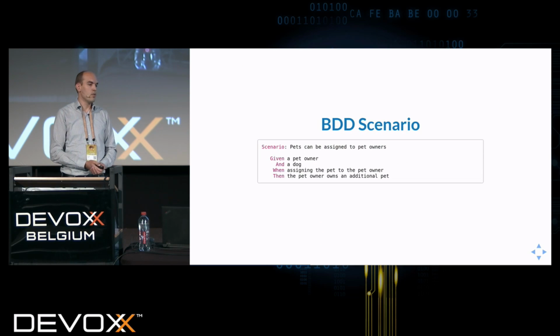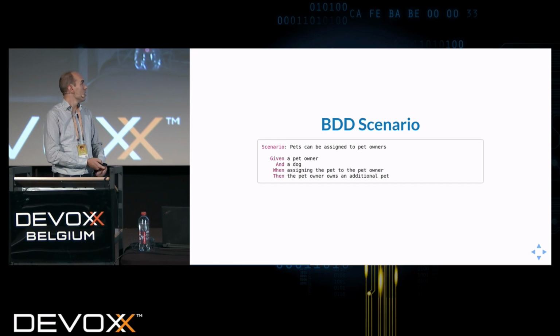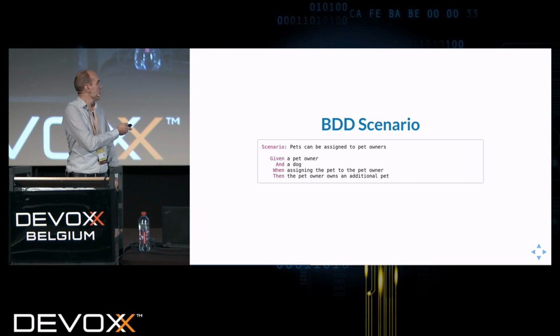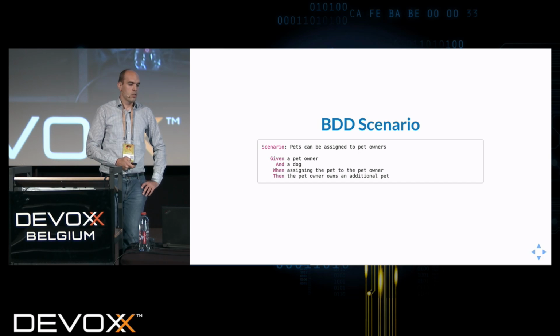I've shown you here a typical BDD scenario. This scenario describes the same behavior that I've shown you before in this test. You see this is written in a domain-specific language, so to say. Everybody can read it. You don't have to be a developer, and it's easy to understand. It doesn't contain any technical details, and the only irrelevant detail here is that it's a dog. Actually, this is also not really necessary in this case. Otherwise, everybody can read and understand it.